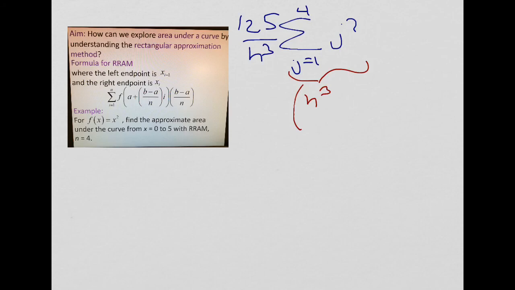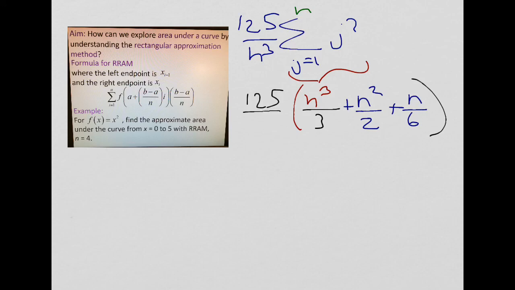So the summation of j squared. I'm going to change this a little, in terms of n, because the formula is going to stay in terms of n from 1 to n. So it's n cubed over 3. Okay, so let me finish this formula. N squared over 2 plus n over 6, and I don't know why I'm changing colors. Now the 125 over n cubed stays on the outside. Now, what we can do is simplify this a little bit, and that helps us later on when we have to do limits.